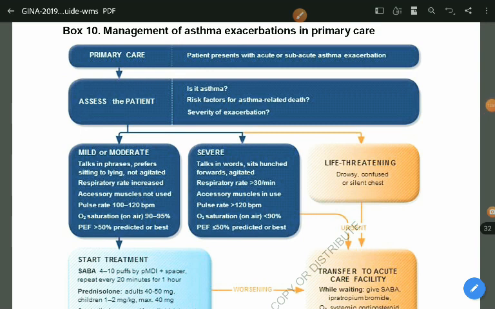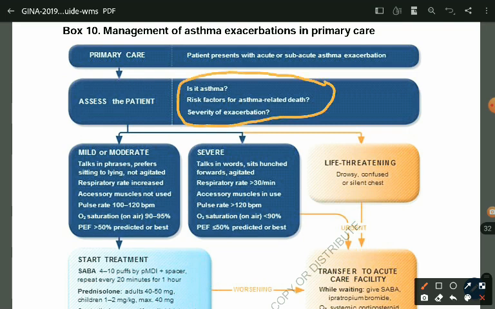So basically, this is how we manage our pedia patients in the primary setting. The patient presents with acute or subacute asthma exacerbation. There is severe dyspnea, and we need to classify them. First on hand, we assess the patient if it is really asthma. Are risk factors available? For example, the patient had a viral infection before. It's one of the risk factors, because the common risk factor for asthma is viral infection.